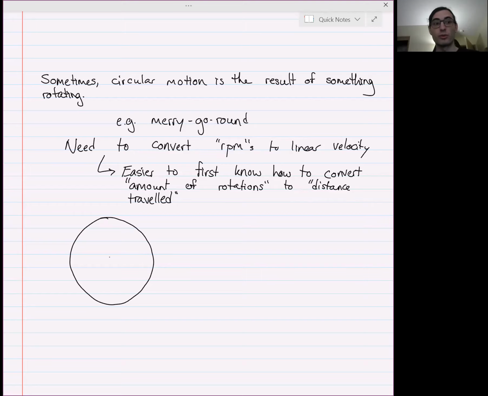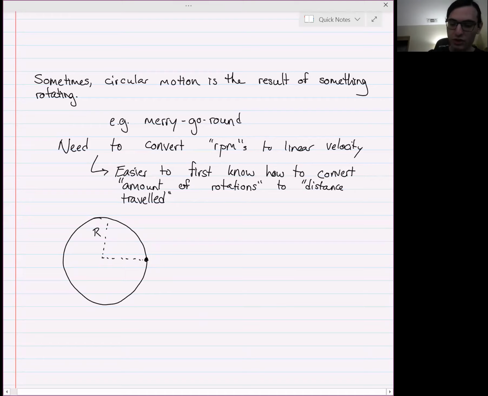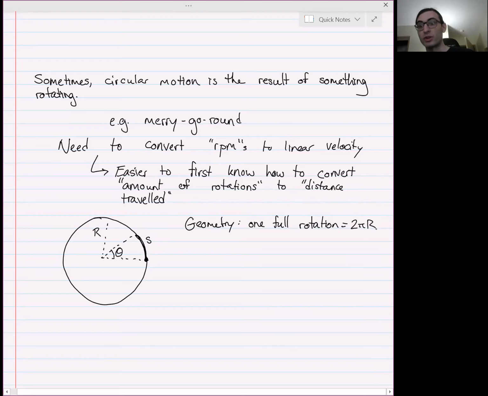So let's just say that this is a top-down view of a merry-go-round. Say it has radius capital R, right? If we're tracking an object on the edge of our merry-go-round, starting at some initial position, and it rotates an angle theta, we can ask how far does it travel? We'll call that S. So from geometry, hopefully you remember this, the distance traveled by 1 full rotation is 2 pi r, right? That is the circumference of a circle.